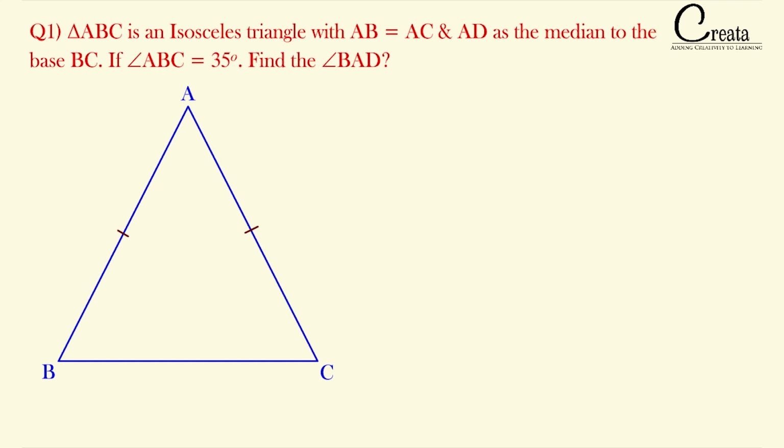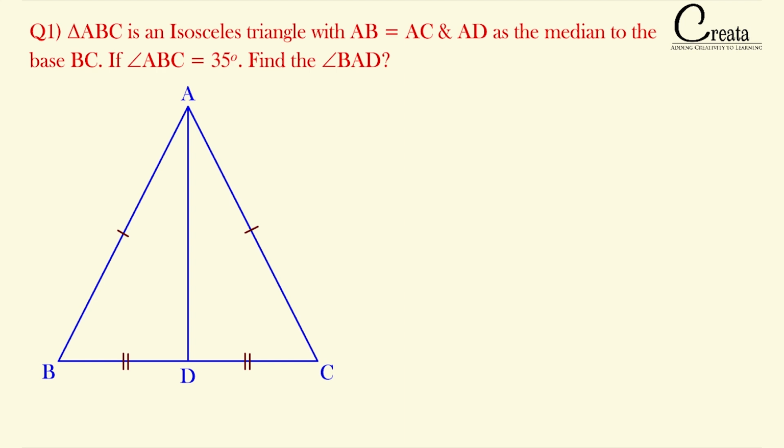Further, in the question, a median AD is given. We know a median is a line segment that starts from the vertex and joins the midpoint of the opposite side. If AD is the median, it means D is the midpoint. And if D is the midpoint, it means BD is equal to DC. This is the observation that we have to make while reading the question.